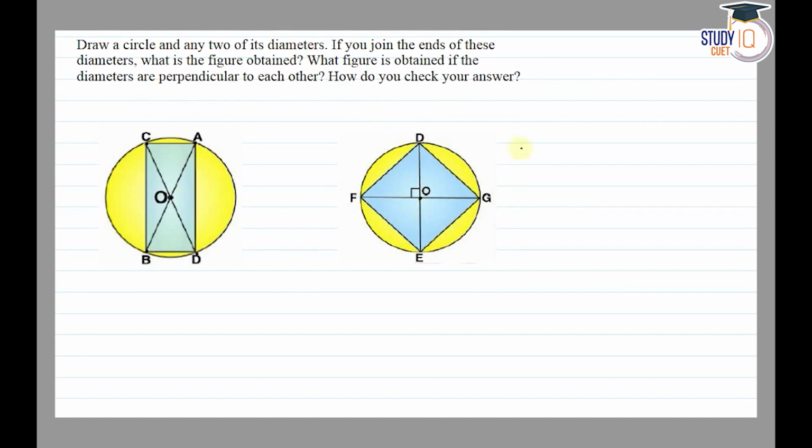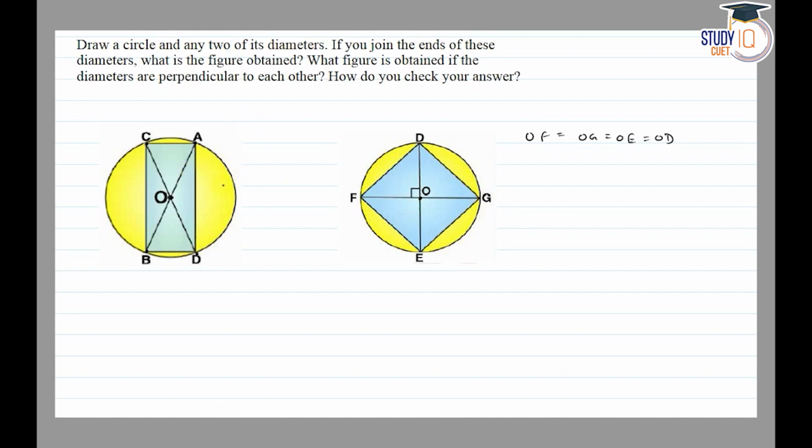O is the center, so OF equal to OG equal to OE equal to OD, because these all are radius. The line which joins center to the circumference of the circle is known as radius.